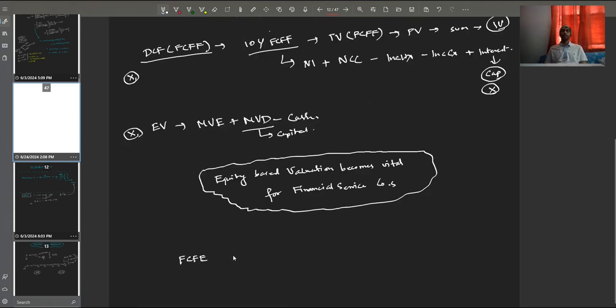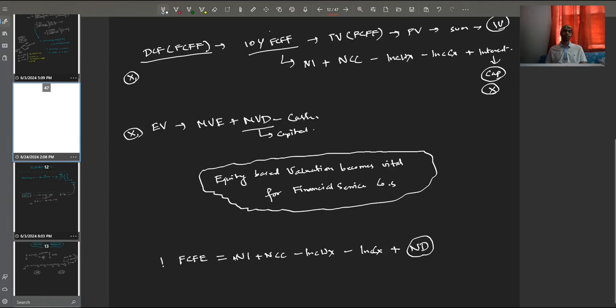Free cash flow to equity is given by net income plus non-cash charges like depreciation and amortization, minus increase in working capital expense, minus increase in capital expense, plus net debt. This is where the problem lies, friends. Why? Because again, the same reason: debt here is not a capital. Here it is more like a raw material. So we cannot use this expression for free cash flow to equity.